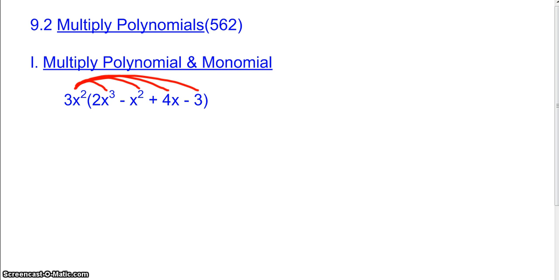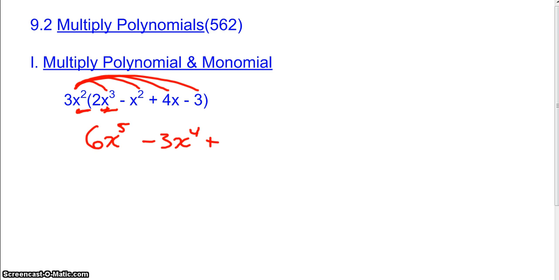So when we multiply 3x squared times 2x cubed, what do we get? 3 times 2 is 6. And x squared times x cubed is x to the 5th, right? I have 2 x's here and I have 3 x's here. So if you were to expand that, I have 5 x's all multiplied together. So there you go. Minus, we have 3x squared times x squared. That would be what, Michael? 3x to the 4th. Good, 3x to the 4th.